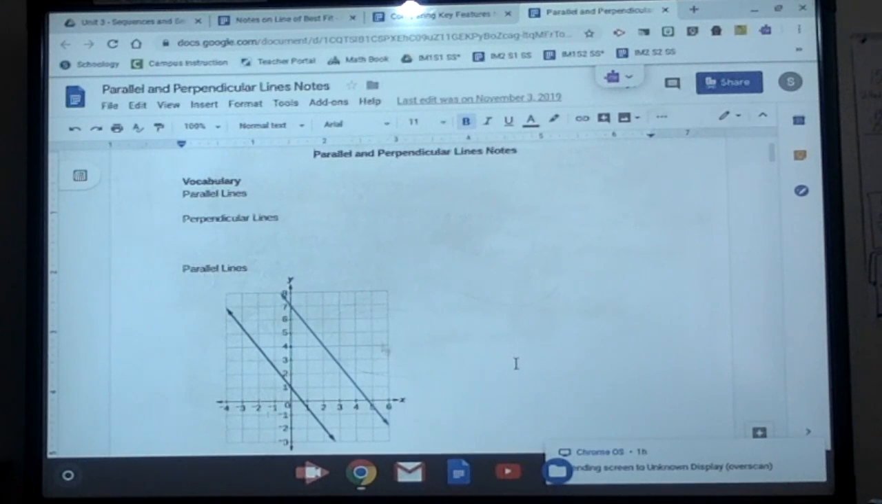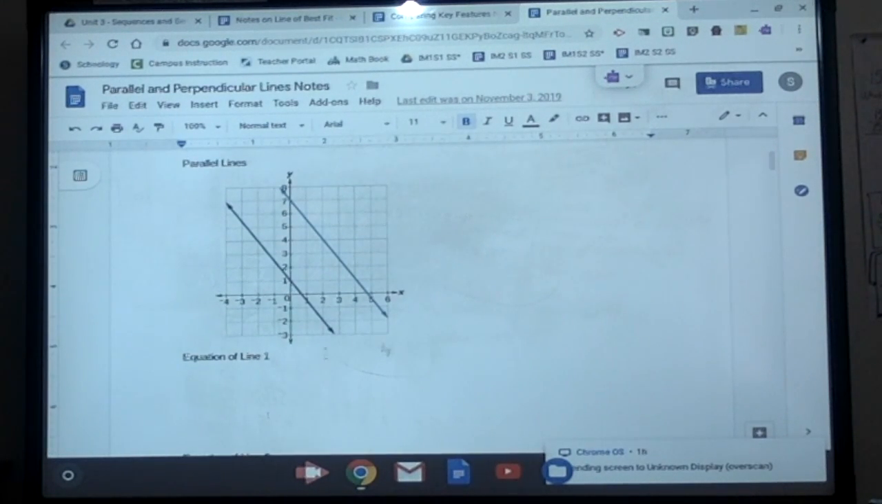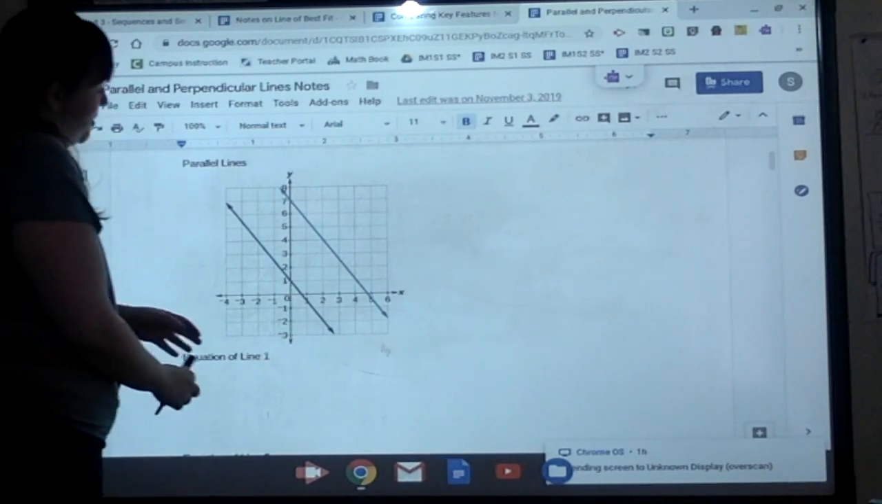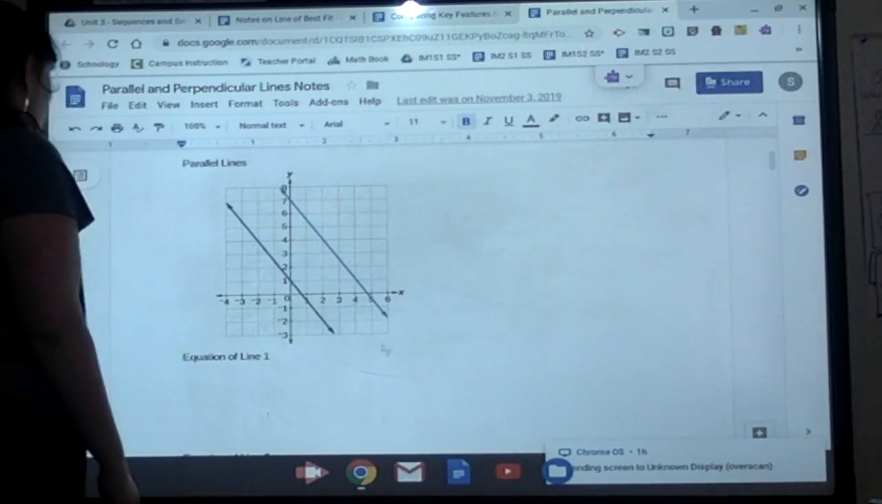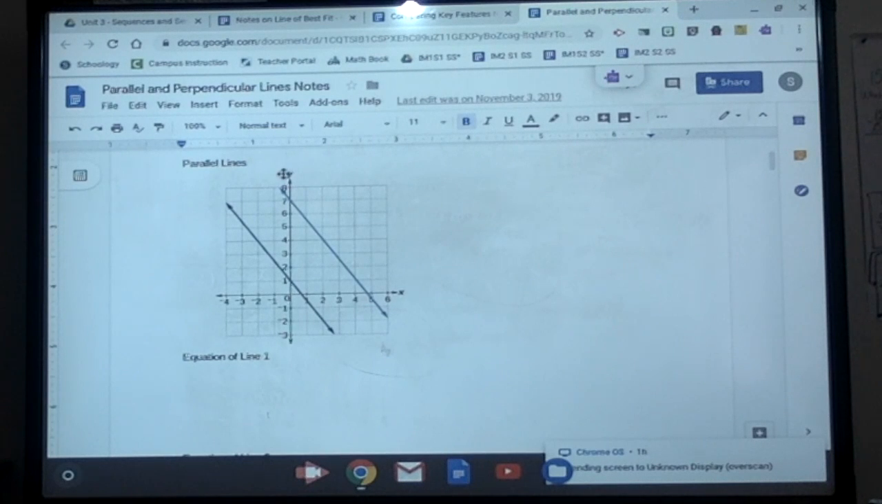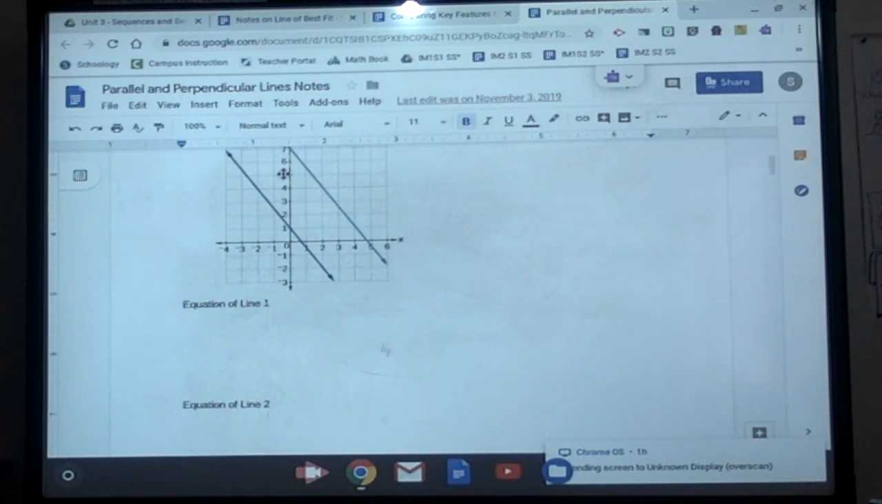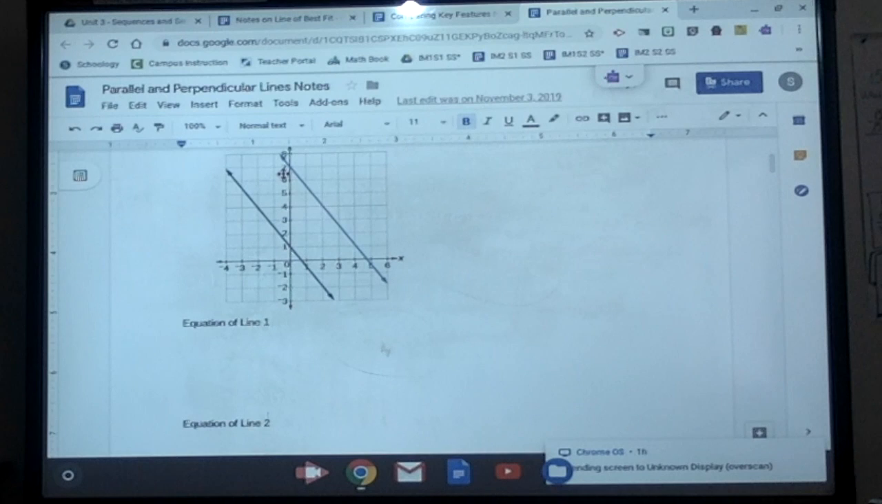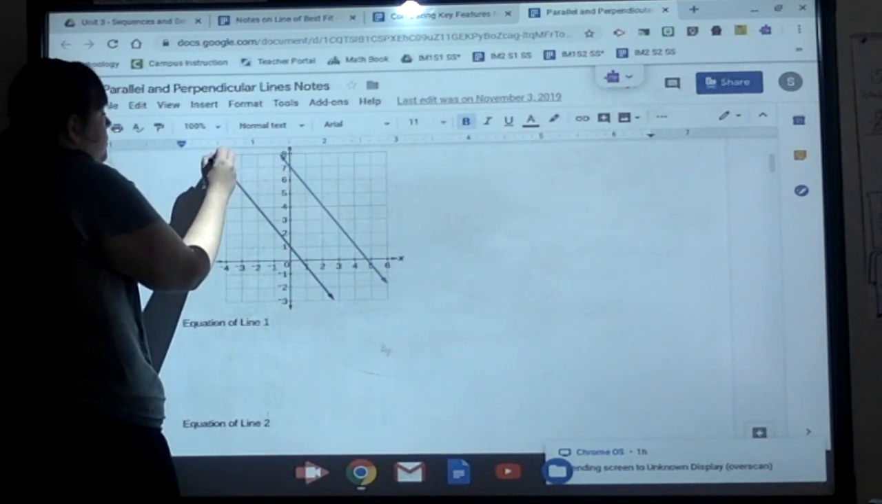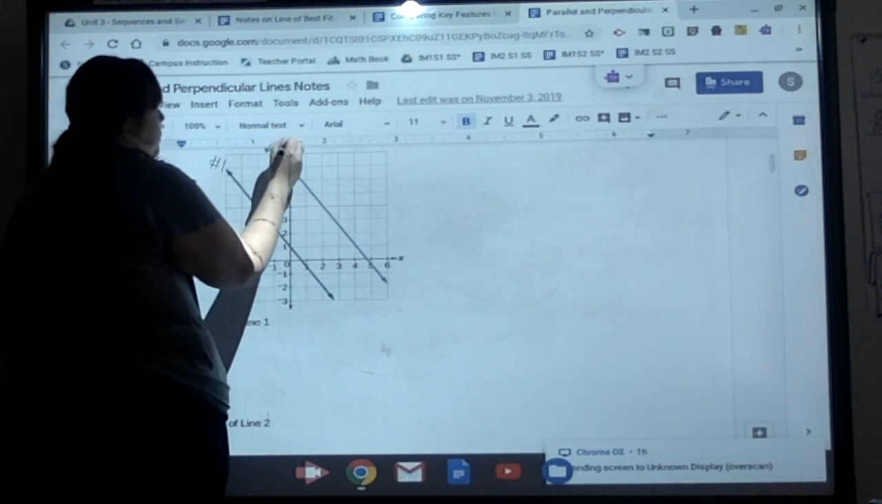I'm going to scroll. We're going to start with parallel lines. So if you look, these two lines are parallel because they never cross. Like if they were to continue forever and ever, they're never going to cross. So we're going to figure out the equation of both of these lines by using the graph. So I'm going to call one of them line 1. Let's make it this bottom one. Number 1, and this one's going to be number 2.